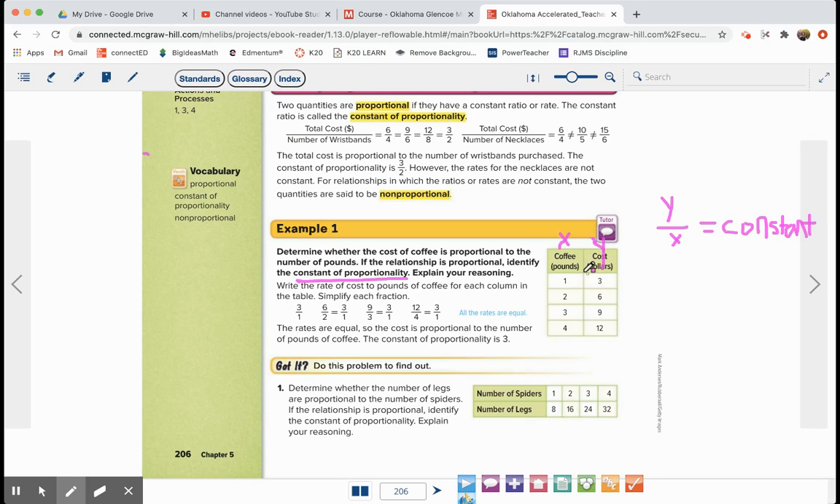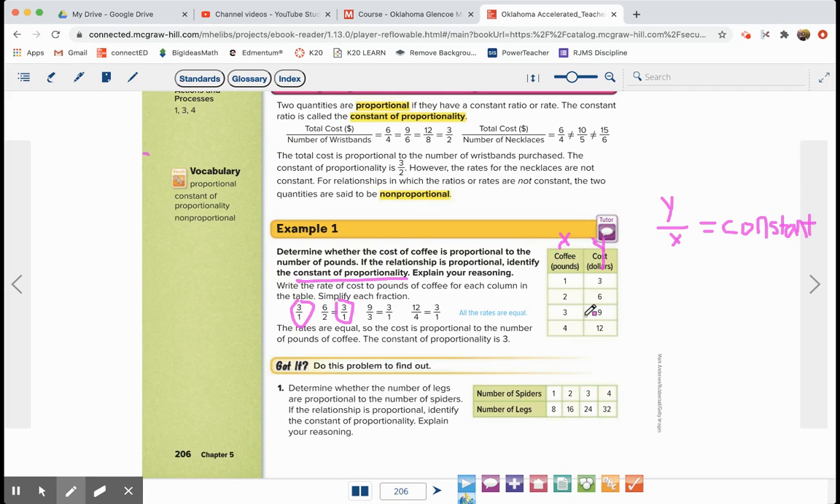We would do 3 over 1, and then you simplify it. That's already simplified. What I mean by simplify is just see if there's anything you can divide out of both of them. Then we would have 6 over 2 next. If you notice, those are both even, so we can divide them both by 2. 6 divided by 2 is 3. 2 divided by 2 is 1. We get 3 over 1.